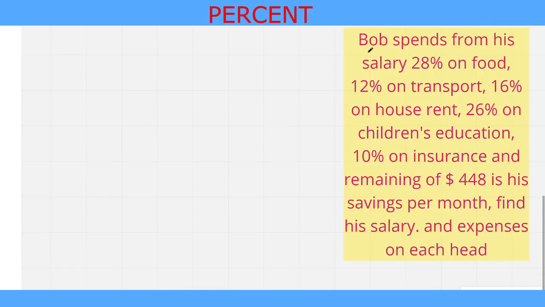Our question is, Bob spends from his salary 28% on food, 12% on transport, 16% on house rent, 26% on children's education, 10% on insurance, and remaining of $448 is his savings per month. Find his salary and expenses on each head. So we solve this question like this.